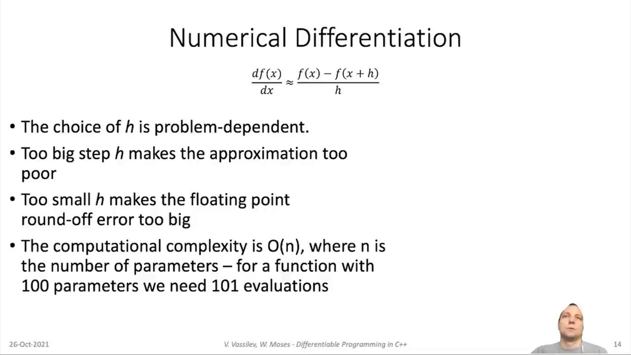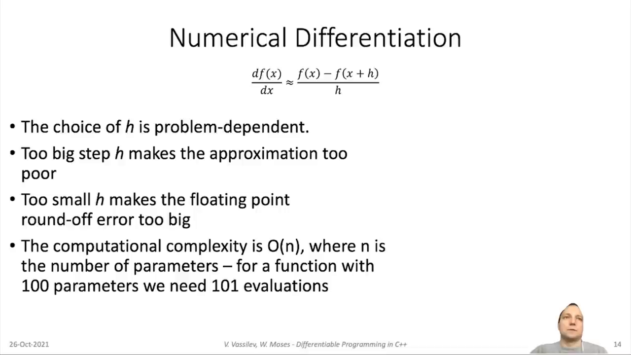The idea is to compute the function at the point x and subtract a near point, x plus h, where h is a very small value, and divide it by h. The problem with this approach is the choice of h. It is problem dependent. If we take too big a step h, the approximation to the actual derivative becomes too poor.